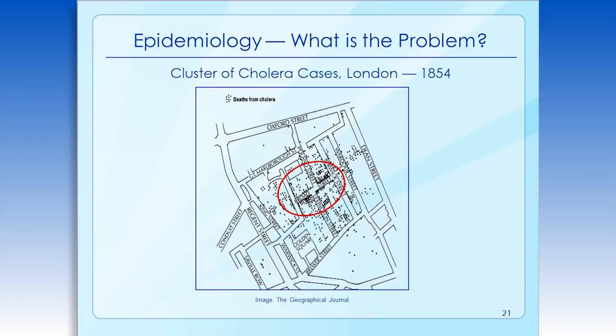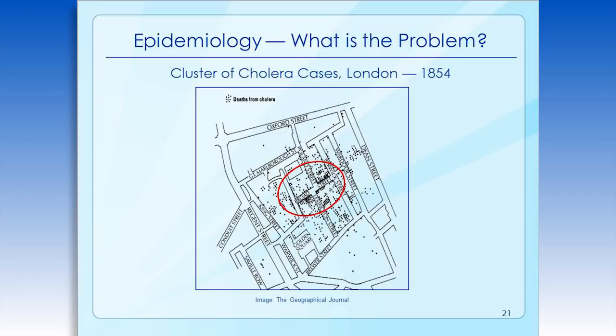So you'll note the red circle, and you'll see more black dots are in that circle, and those represent cholera cases. So the concentration of cholera cases, you'll note, are surrounding the area of Broad Street. And the black dots represent the deaths from cholera. Notice the higher density of deaths around Broad Street.